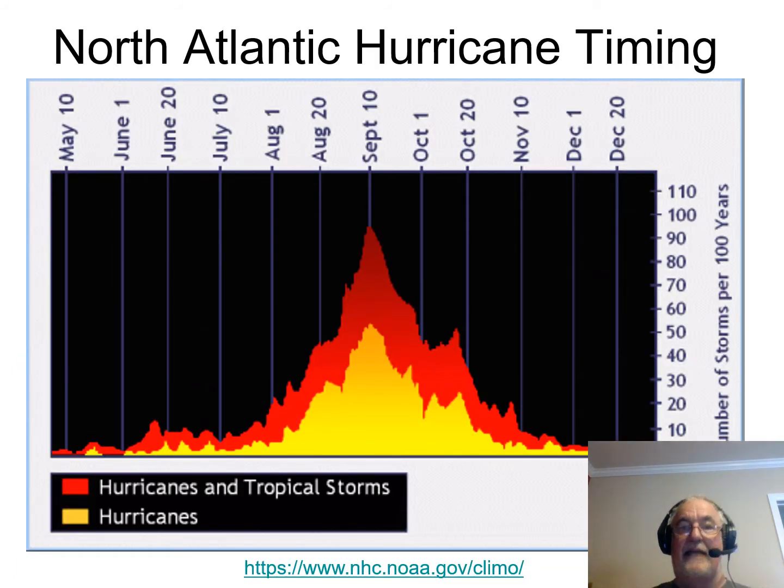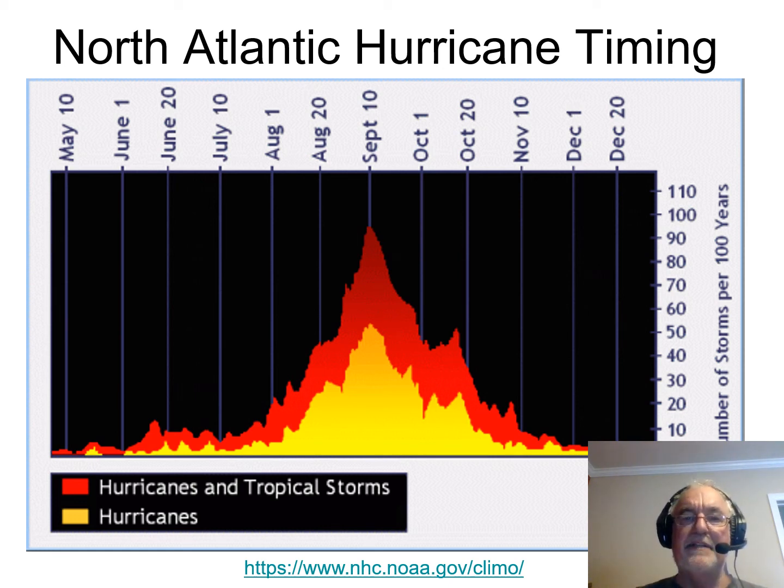Atlantic hurricane season typically starts June 1st and goes all the way till November 30th. So our season is June 1st through November 30th. What this diagram is showing you in the red is the number of tropical storms, and in the yellow, the number of hurricanes. Remember, there's always going to be more tropical storms than hurricanes because every hurricane was a tropical storm at some point.